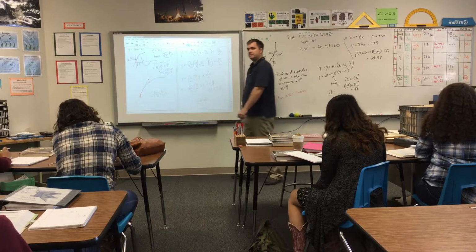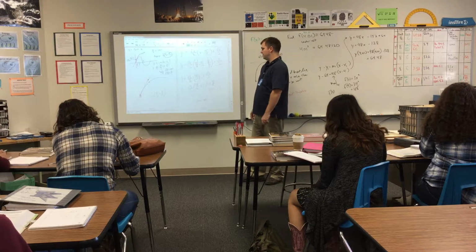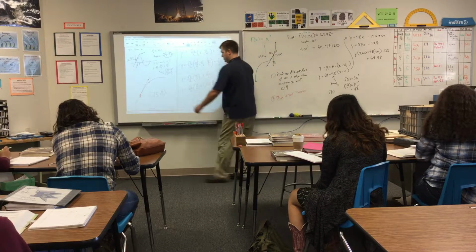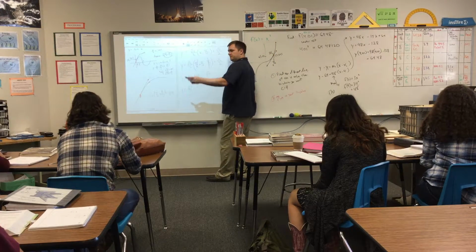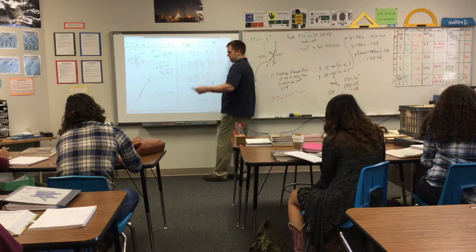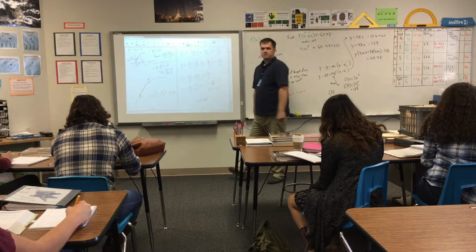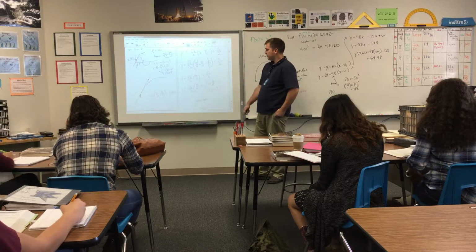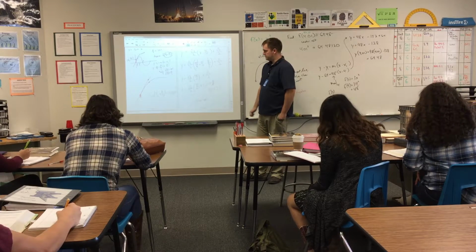Point 0.891. Give me 4 digits. We always want to have at least 4 digits for the AP test, remember that. Okay, so we said it was an overestimate. Were we correct? Yes, we were correct.